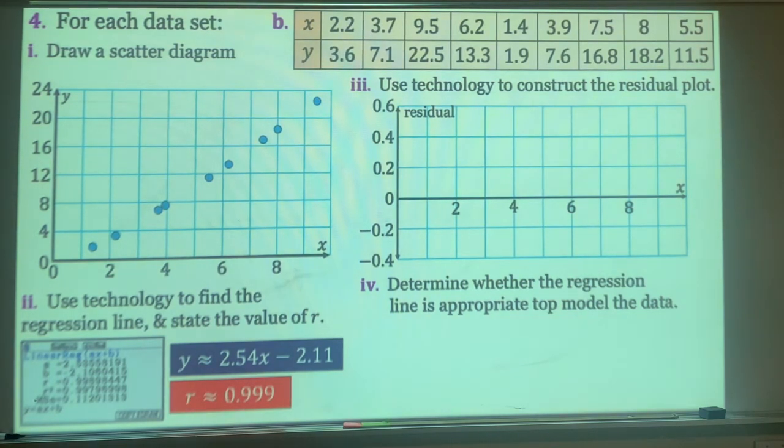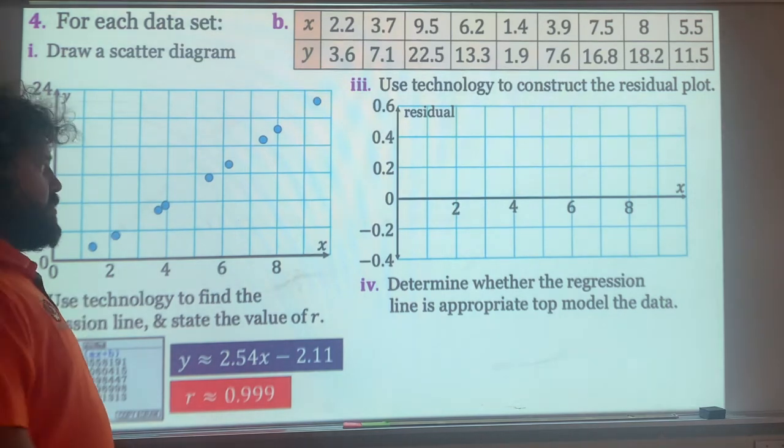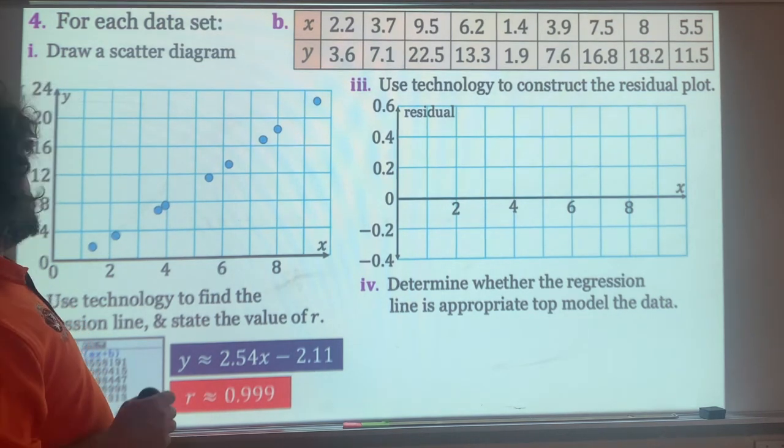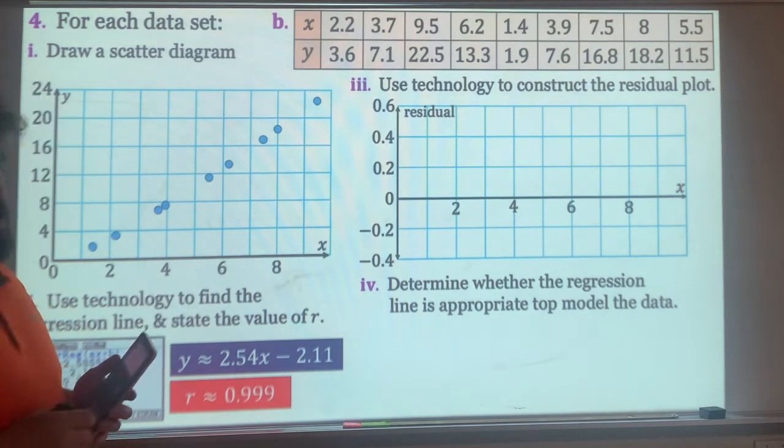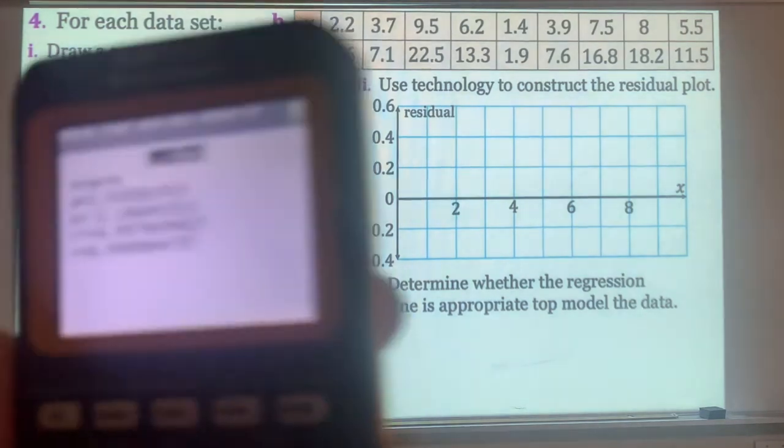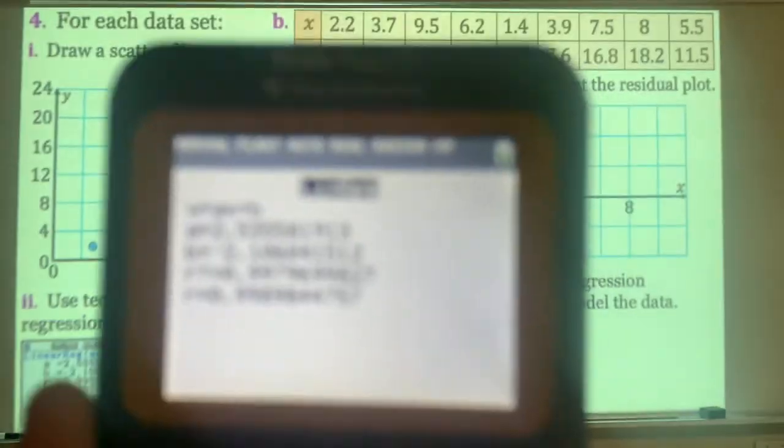Can't get much stronger than 0.999. That is nearly perfect. So I would say, yes, this is definitely, oh wait, now I gotta do my residual though. Residual might ruin it for everyone. So once again, I go back to my calculator. I'm just gonna use my calculator's residual.